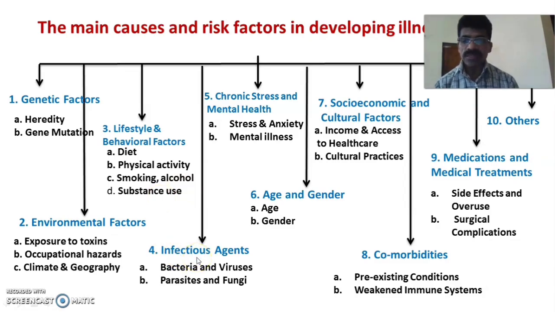Fourth major factor is infectious agents, that is bacteria, viruses, parasites and fungi. Fifth major factor is chronic stress and mental health, which includes stress and anxiety, and mental illness or condition of the person. Then sixth one is age and gender, which includes age factor and gender factor. Seventh one is socioeconomic and cultural factors, which include income, access to healthcare, cultural practices and societal habits. Eighth one is comorbidities, that is pre-existing conditions and weakened immune system of the person. Ninth factor is medications and medical treatments, which includes side effects and overuse of medications, and surgical complications. Then there are many other factors which influence or cause various illnesses and diseases in human beings.